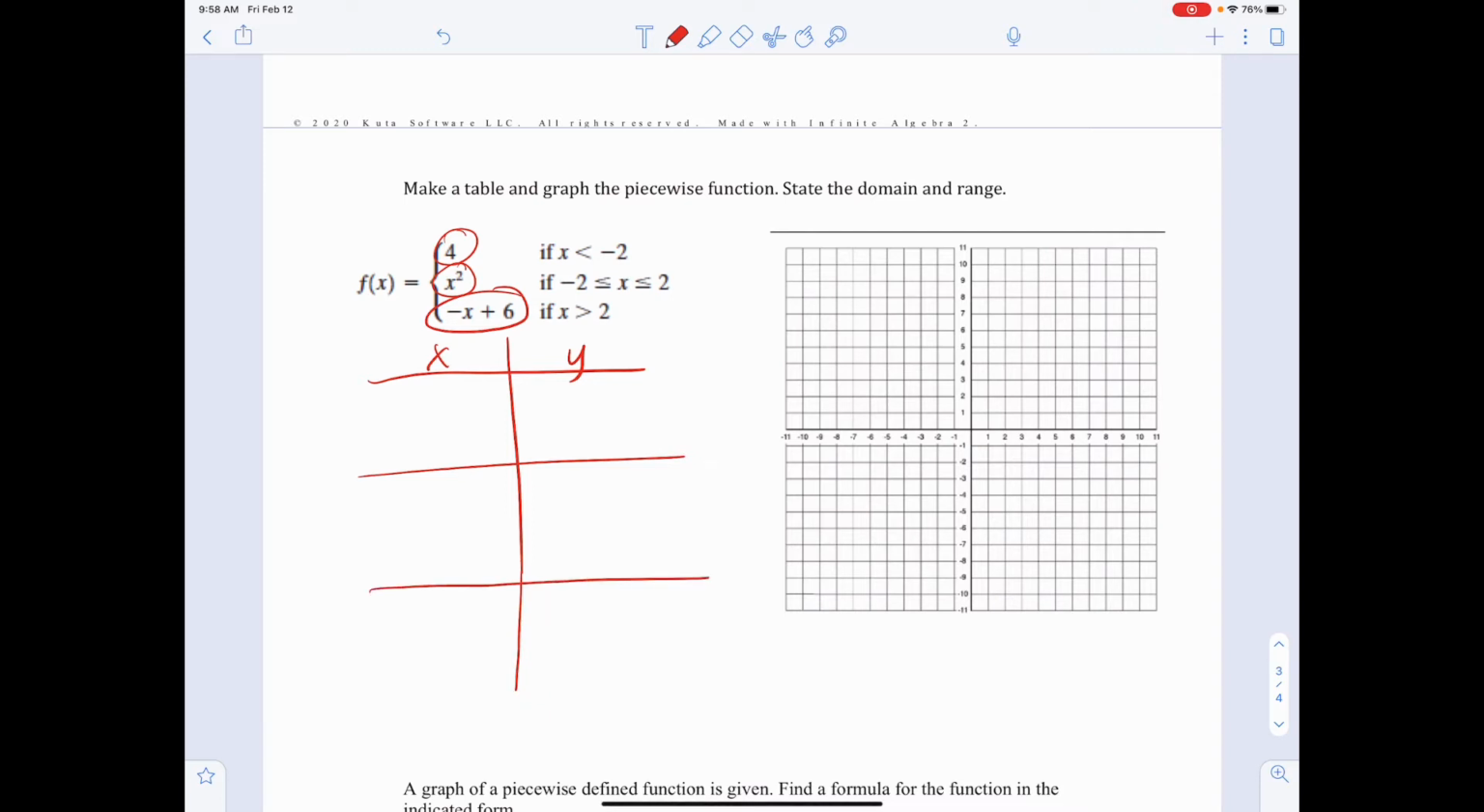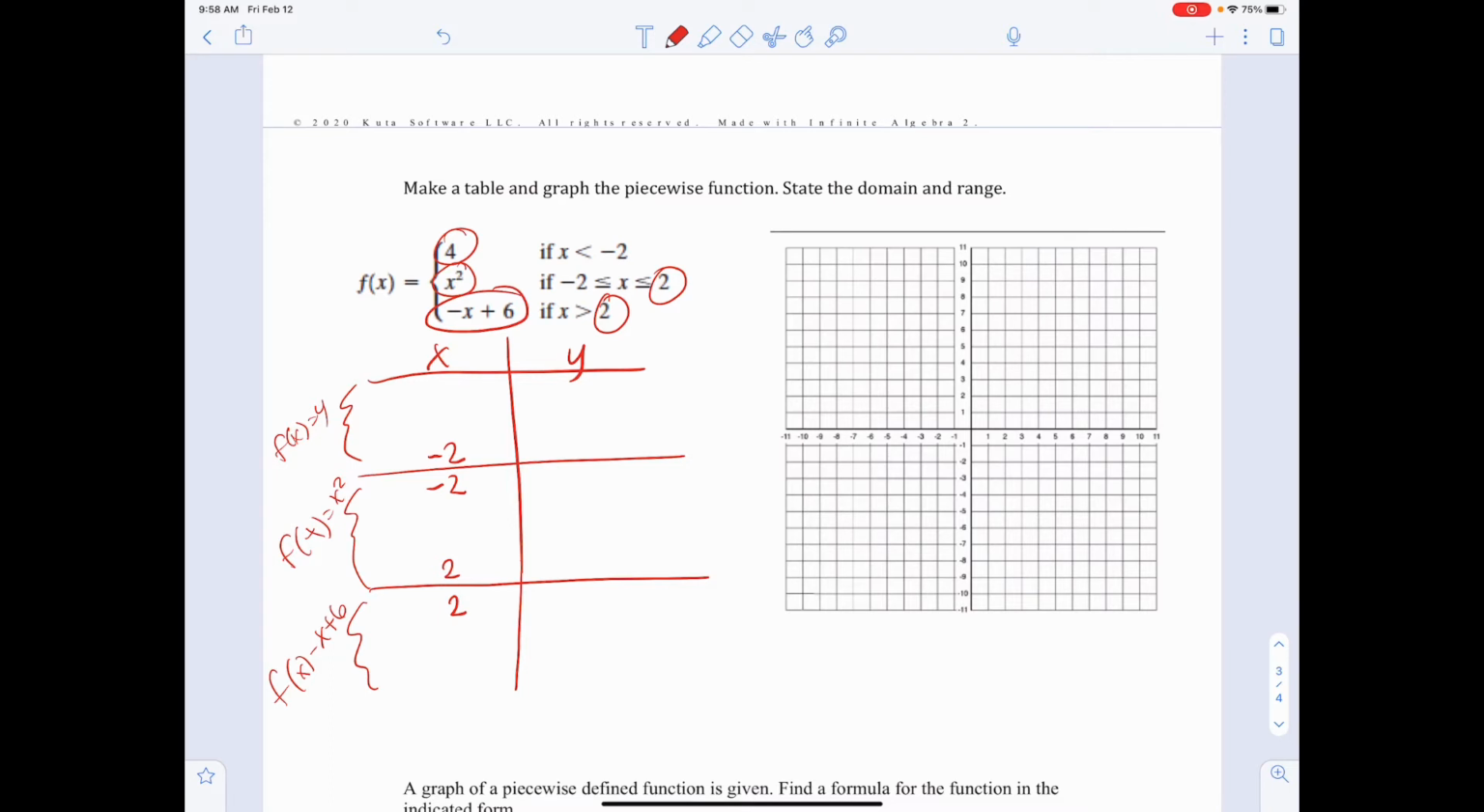And we need to look at the value where it switches to the next function. So at negative 2, it stops being this first function and jumps down to the next function down here, okay? So this is going to be our first function, f of x equals 4. This is f of x equals x squared. And this is going to be f of x equals negative x plus 6, okay? We need to have negative 2 right here on both sides because that's the switching point between those 2 functions. The next switching point is at 2, so we need to have 2 on both sides here.